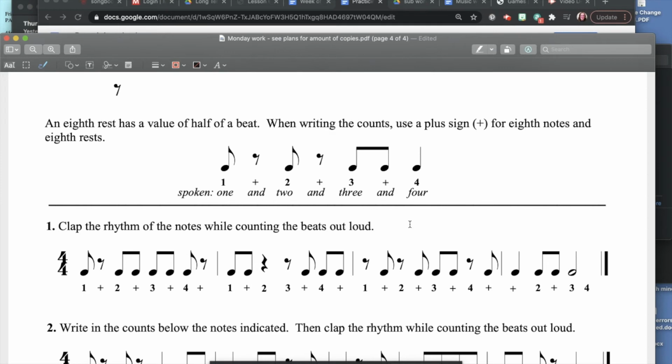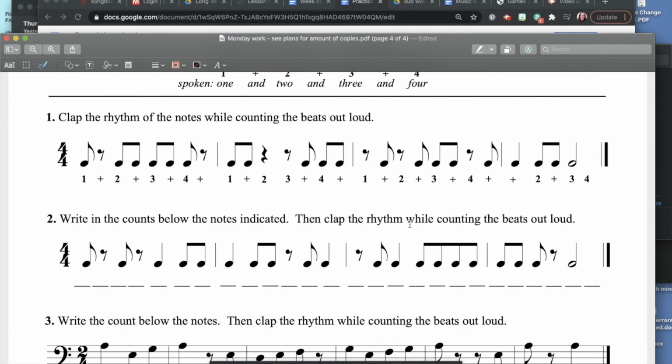This one would be 1, 2, 3, and 4. Learning eighth notes is great. It's not always the easiest thing to do, but I want you to give it a try. Right, number 1. Clapping the rhythm of the notes while counting the beats out loud.